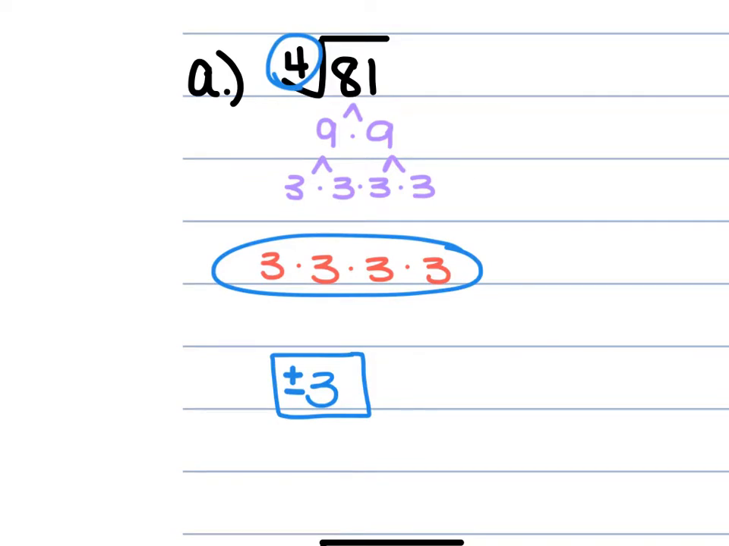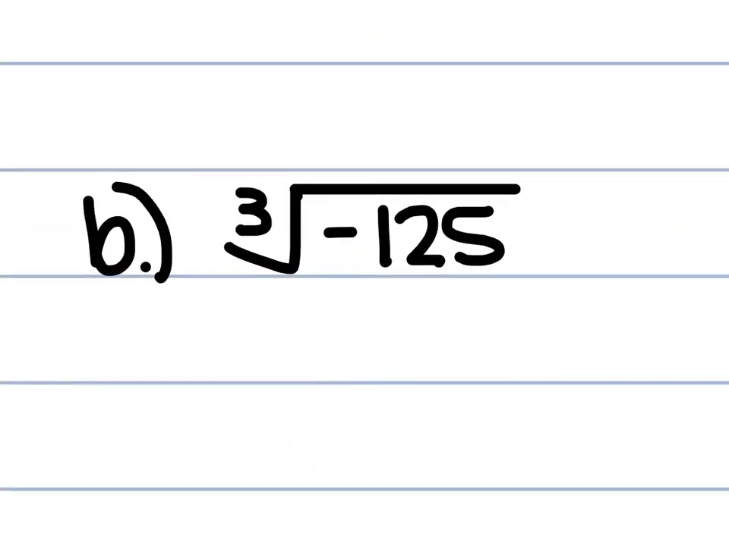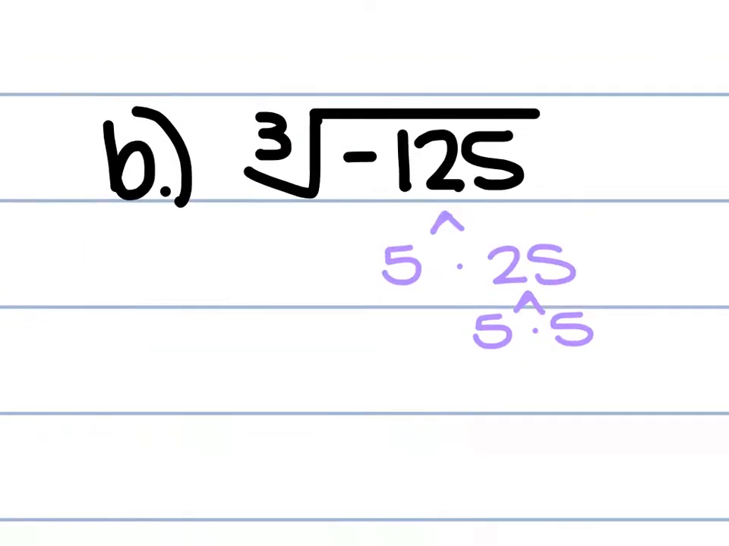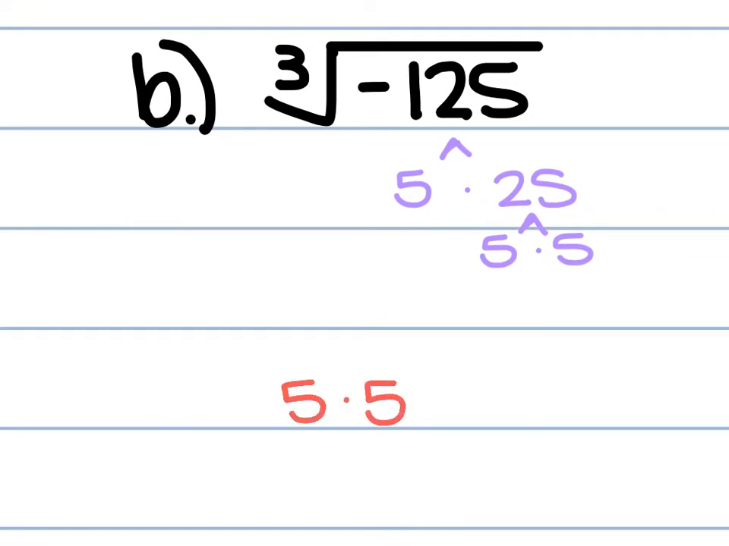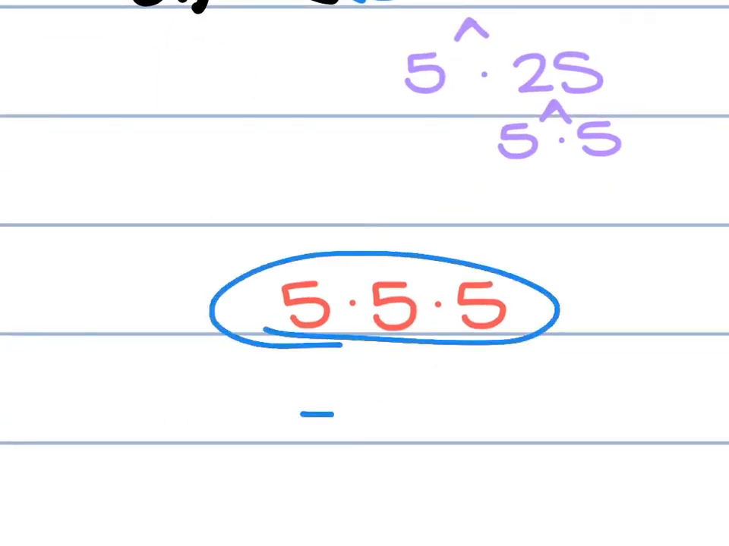Now, if this was an odd index, let's say like example B, the cube root of negative 125. Because it's an odd index, you're going to keep the sign underneath the radical sign. So we're going to do the same thing that we did on the last one. We're going to find the prime factorization of 125. You know that 5 times 25 is 125, and 25 is 5 times 5. So if we write this out, we have 5 times 5 times 5. We're going to have an odd index, so we keep the sign. And then what happens 3 times? That 5. So negative 5 is our solution for this one.